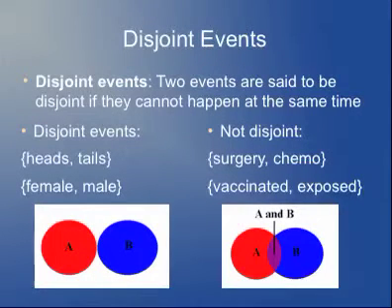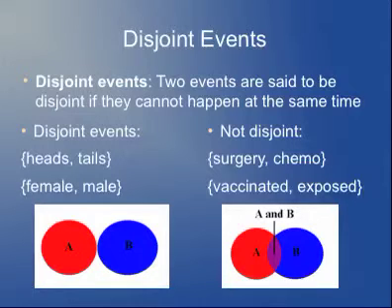And in terms of terminology, you can talk about disjoint events, which are events that can't happen at the same time. If you flip a coin, you can get heads or tails, but not both, or gender will be either male or female, but not both at the same time. They're disjoint. And non-disjoint events are events that can happen at the same time.